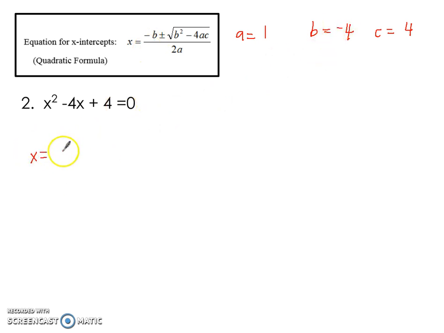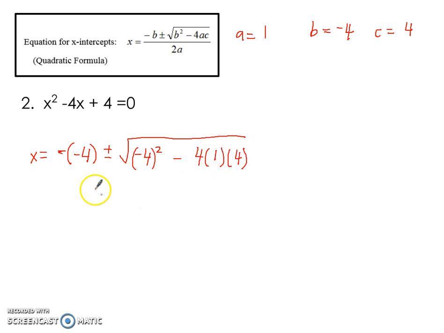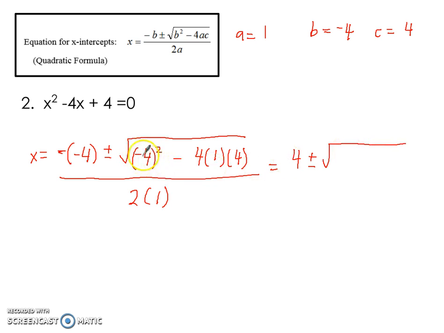So x is the opposite of negative 4, plus or minus the square root of negative 4 squared minus 4 times 1 times 4, over 2 times 1. All right, so the opposite of negative 4, I like to think of it as negative 1 times negative 4, would give me, either way, a positive 4, plus or minus, and let's do what's inside here under the radical. I have negative 4 squared is 16, minus 4 times 1 is 4, 4 times 4 is 16. So you probably already noticed something's going on here. And here I have 2.